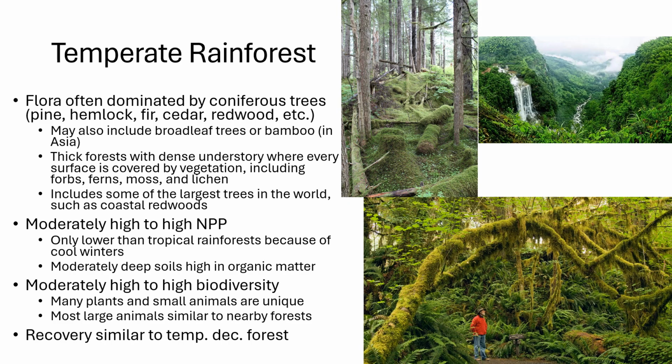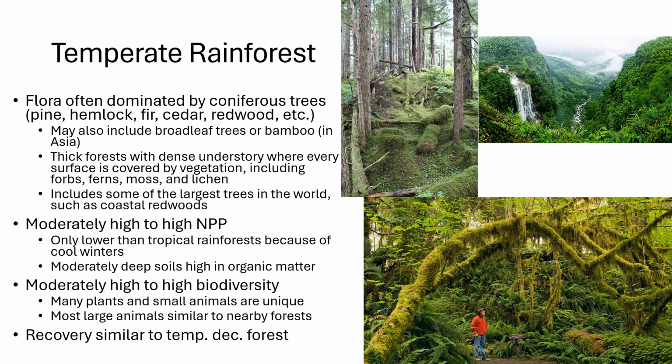That's usually going to be cedars and redwoods, hemlocks, firs, and pines, but it may also include broadleaf trees or, in Asia, bamboo. Very thick forests, very dense understory with lots of understory plants, including mosses, ferns, forbs, and grasses, but usually not as many grasses, mostly the mosses, ferns, forbs.